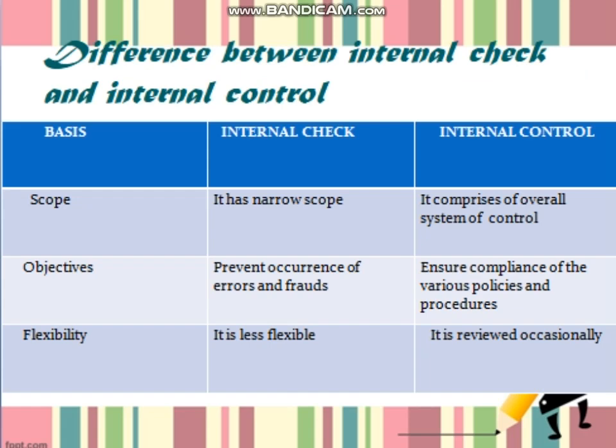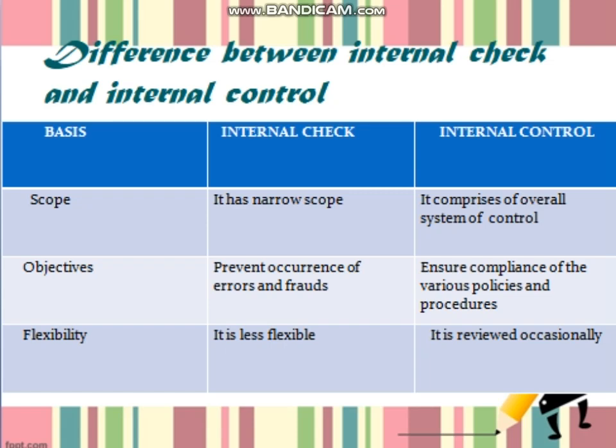On the basis of scope, internal check has a narrow scope and internal control comprises the overall system of control. On the basis of objective, internal check prevents the occurrence of errors and frauds and internal control ensures the compliance of all the various policies and procedures. On the basis of flexibility, internal check is less flexible and internal control is reviewed occasionally. So this is the major difference between internal check and internal control.